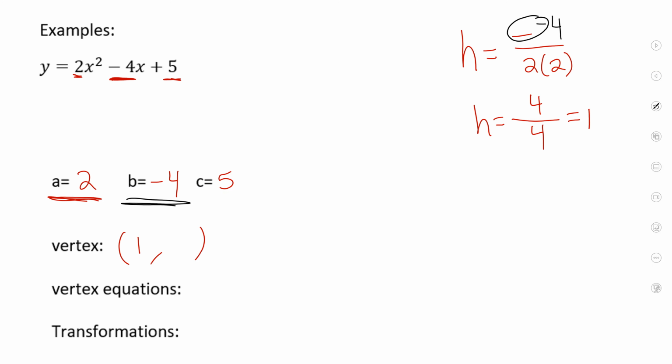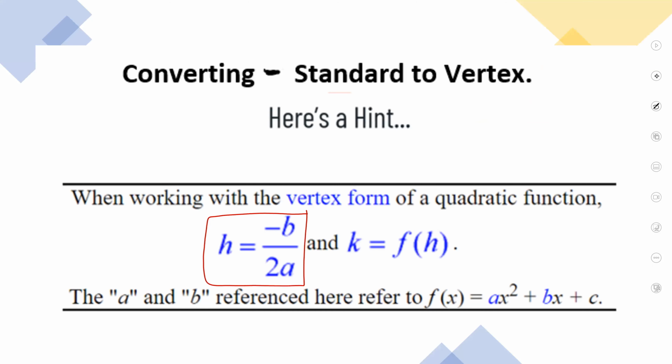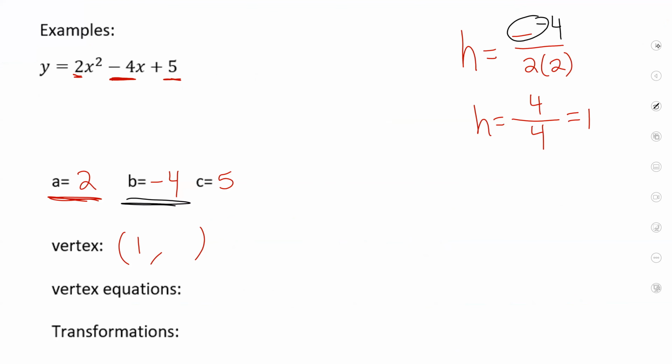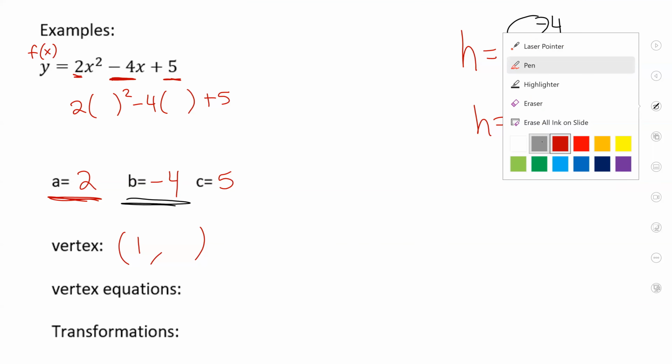We're going to do that. Let me show you this notes problem. What do you think I'm going to do to find K? Yep, we're going to plug in H into the function. Okay, so the function that they gave us was 2x squared minus 4x plus 5. Remember, y is the same thing as f of x. Okay, so we're going to plug in our h value. So if I write this again, I'll have 2, and everywhere that I see an x, I'm going to plug in a 1, my h value.